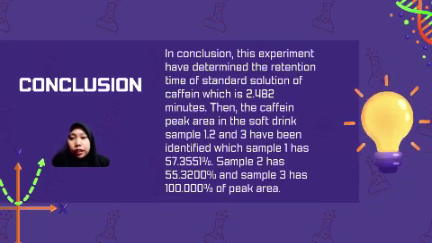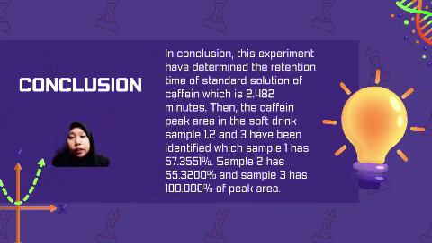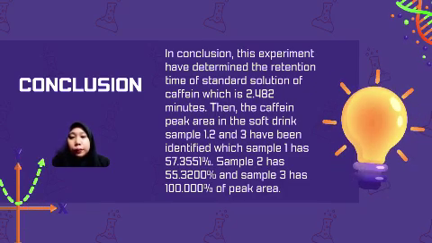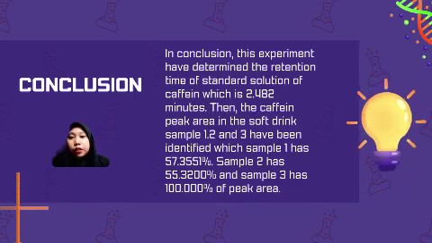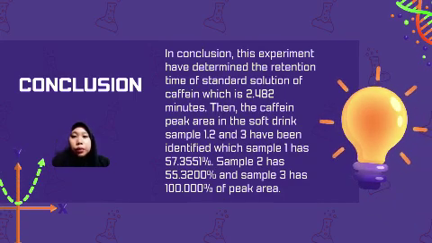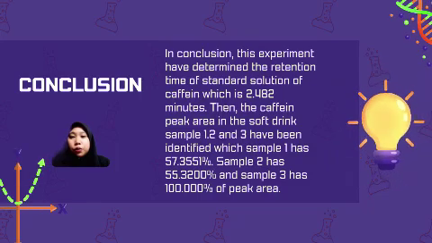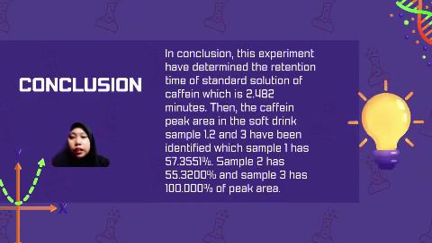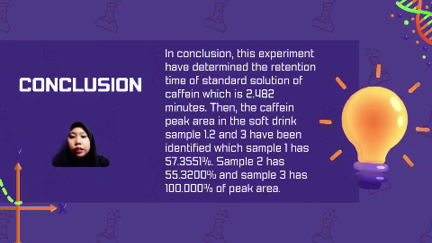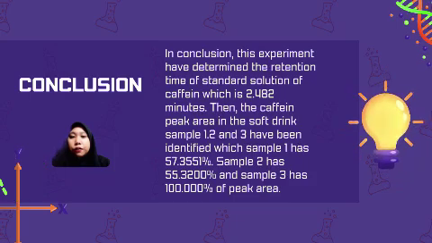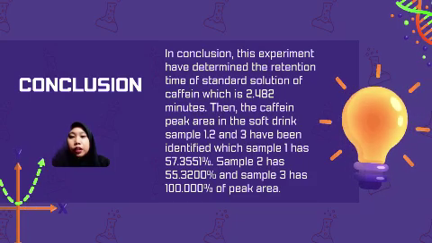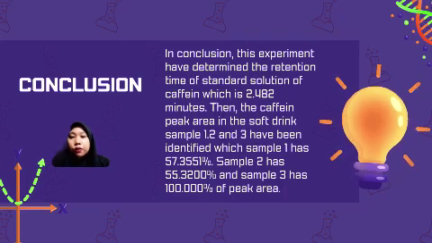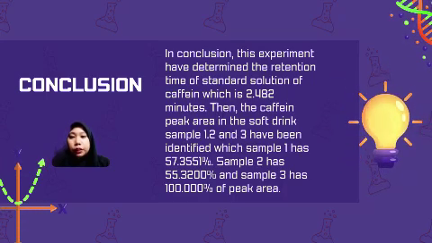For the soft drink samples analyzed, we identified the caffeine peak areas as follows. Sample 1, the caffeine peak area was 57.3551%. Sample 2, peak area was determined to be 55.3200%, and sample 3, 100.000%. This result highlights the variability in caffeine content across different soft drink samples. This variability can result from differences in formulation or caffeine concentration among the samples.